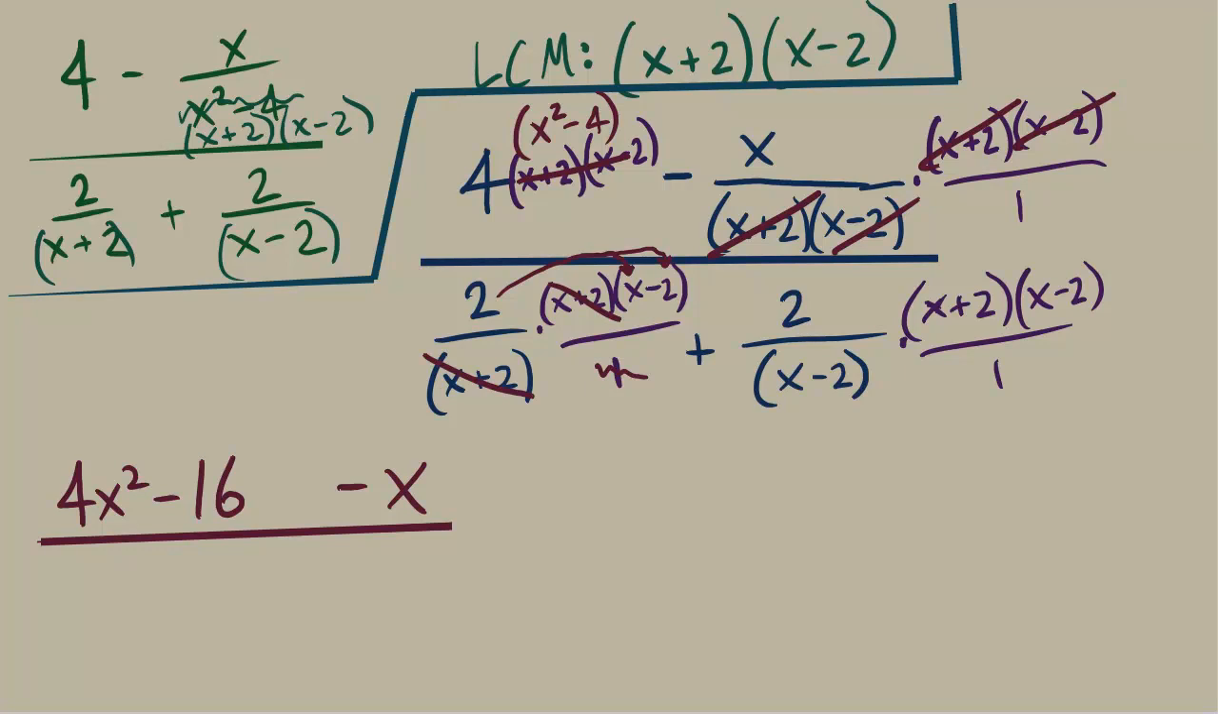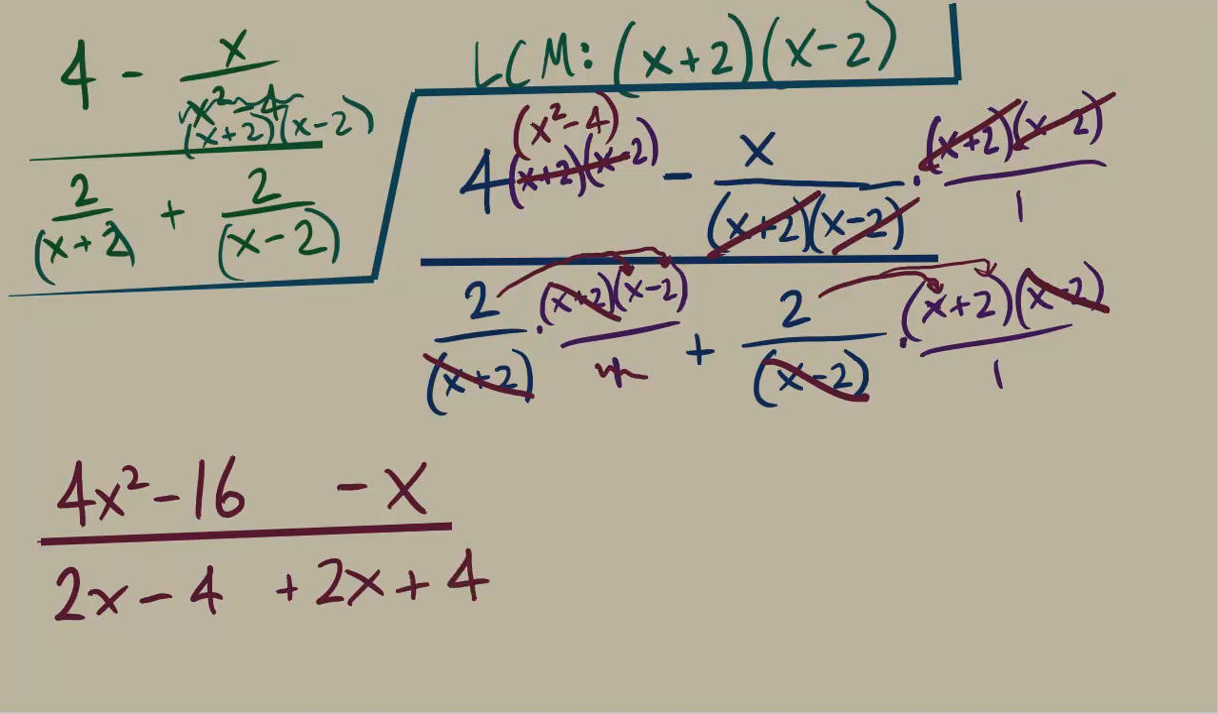The good thing about using all these parentheses is that it keeps us on track. It really shows us when we have to distribute, and it's very often. 2 times x is 2x. 2 times this negative 2, negative 4. And now our final position, x minus 2's cancel. We're left with a positive 2 times x plus 2. Again, distribute. Positive 2x plus 4.